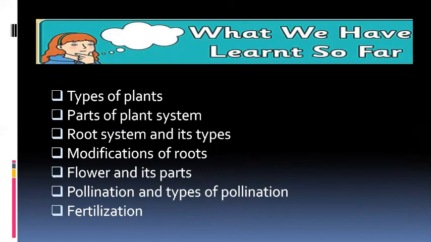So children, what we have learned so far: types of plants, parts of plant system, root system and its types, modification of roots, flower and its parts, pollination and types of pollination, fertilization.